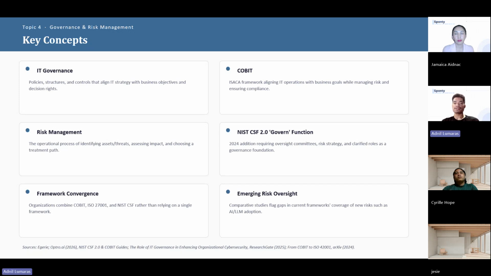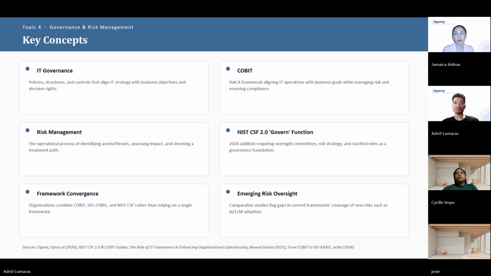To make this concrete, consider how a mid-sized company might handle a decision about adopting a new cloud-based AI tool. Under a mature governance structure, that decision wouldn't be made unilaterally by whichever department wants a tool. Instead, it would go through a defined process. The risk management team would assess what data the tool touches and what could go wrong. The compliance team would check whether the tool creates any regulatory exposure, and a governance committee, often chaired by or reporting to the CISO, would weigh the business benefit against the assessed risk before approving, rejecting, or conditionally approving the tool's use.